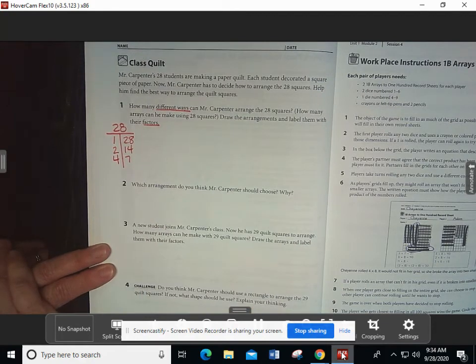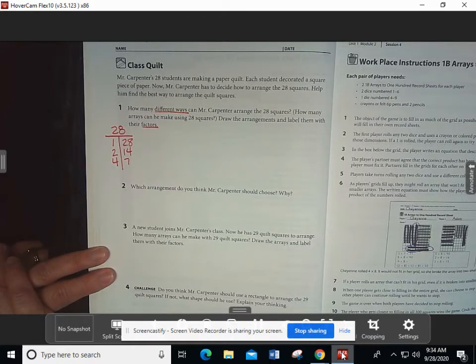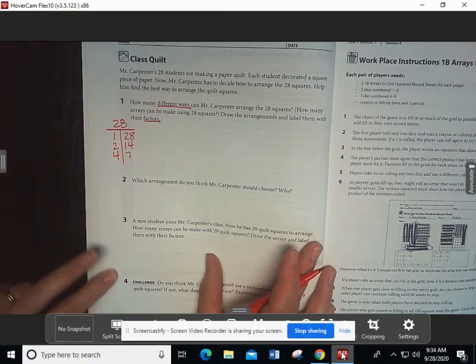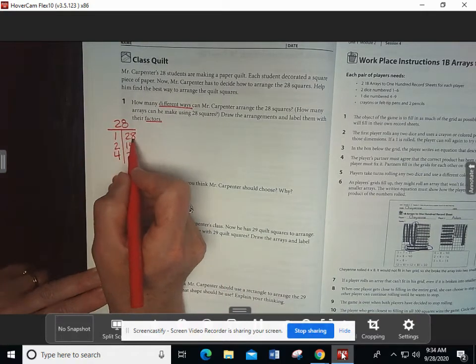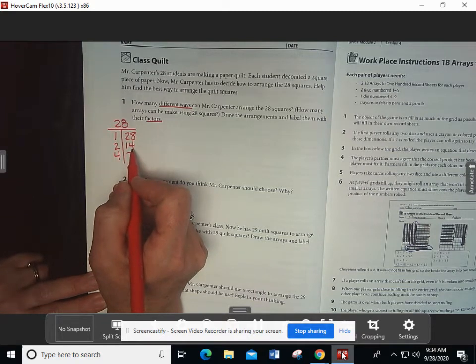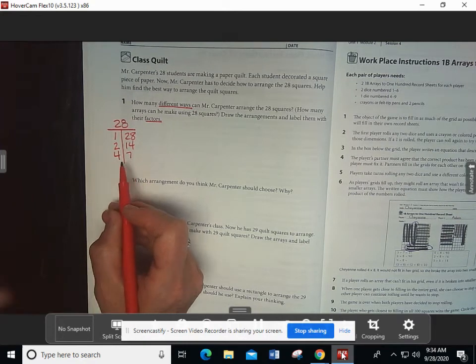Did anybody try 5? Okay, we have a table that tried 5. It didn't work. Did anybody try 6? Okay, we have another table that tried 6, and that did not work. So here's our 3 combinations. 1 times 28 is the same as 28 times 1. 2 times 14 is the same as 14 times 2. 4 times 7 is the same as 7 times 4.